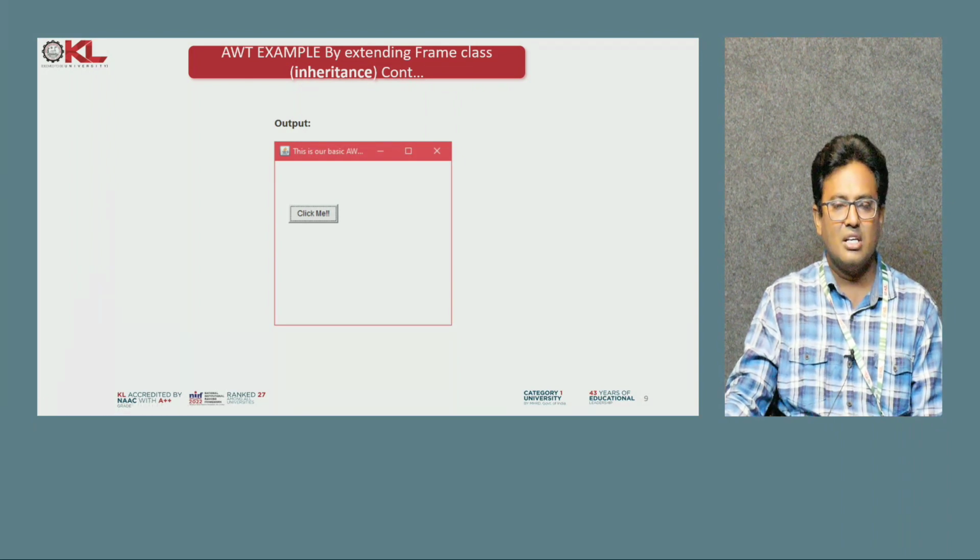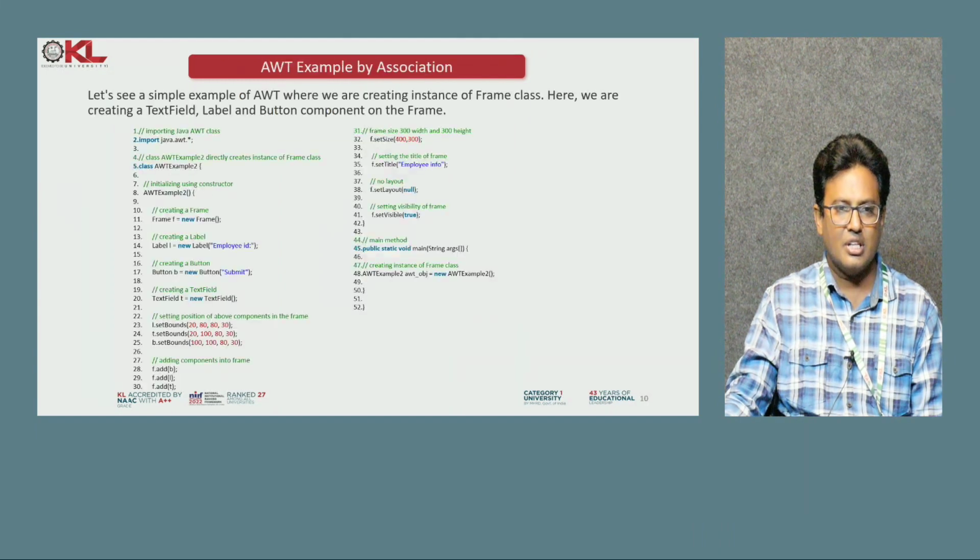Next we will see the second way of creating the frame, that is by using the association concept. Now see, in this particular example, same as the earlier example, we created the frame, but we followed the second way of creating frames. Here we use the association concept. Inside this program also, first we imported the java.awt package. After that we have the AWT example2 class. Inside this we have a constructor.